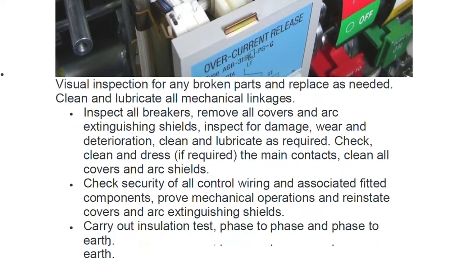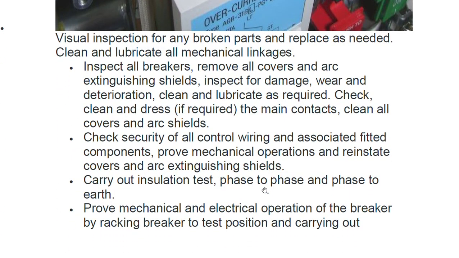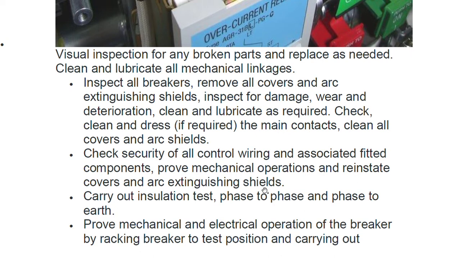Okay, so visual inspection of any broken parts and replace as needed. Clean and lubricate all mechanical linkages. So we are supposed to, because we have moving contacts, we have fixed contacts, all these things. Inspect all breakers, remove all covers and arc extinguishing shields. Inspect for damage, wear and deterioration. Clean and lubricate as required. Check, clean and dress the main contact. Clean all covers and arc shields. Okay. Check security of all control wiring and associated fitted components. Prove mechanical operations and reinstate cover and arc extinguishing shield.